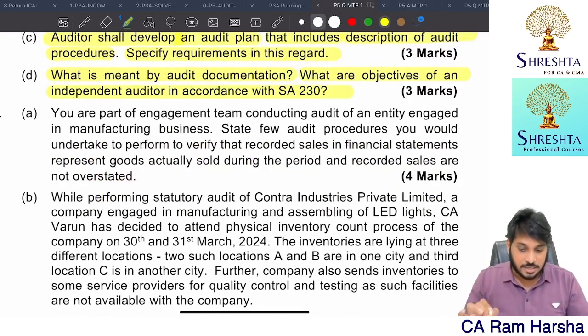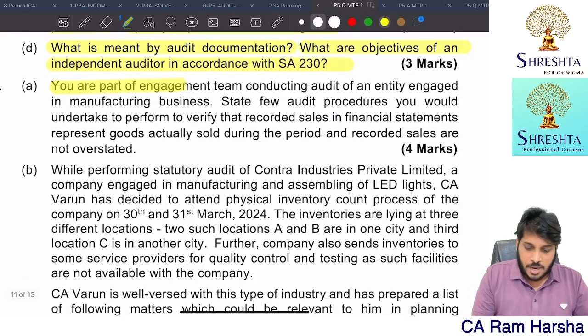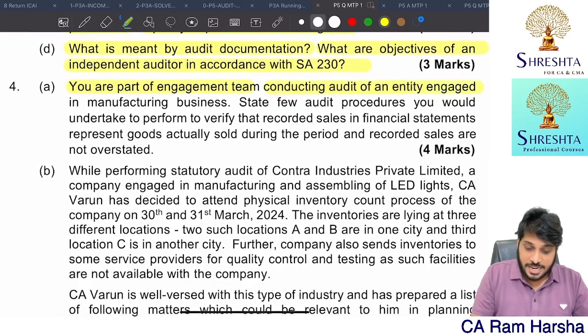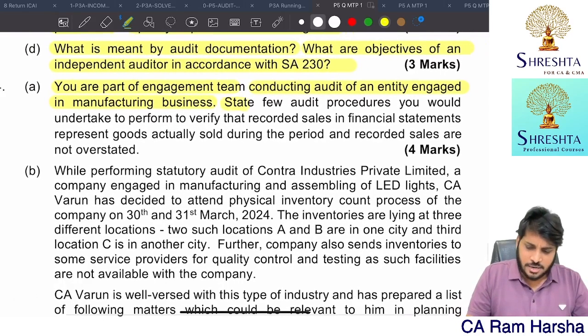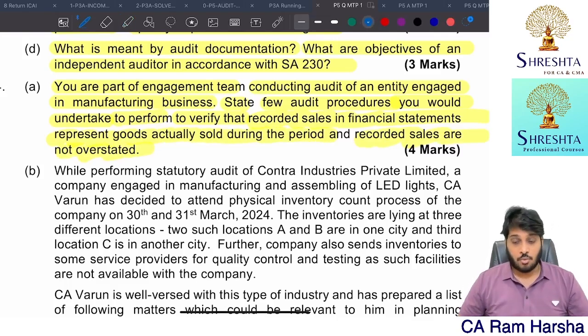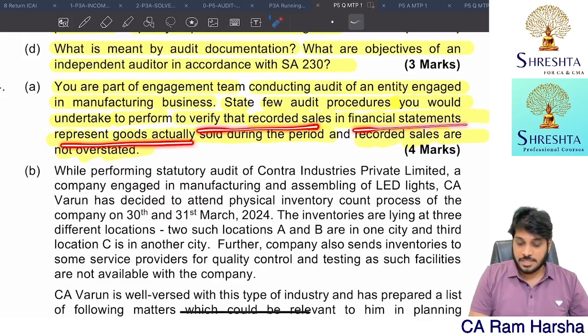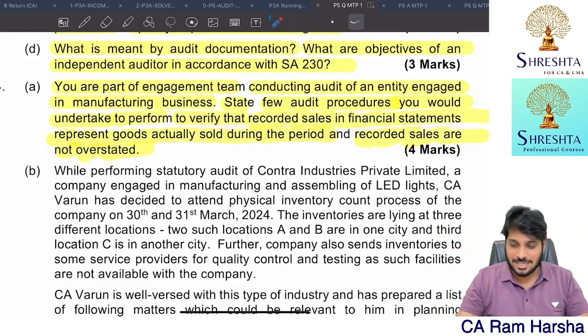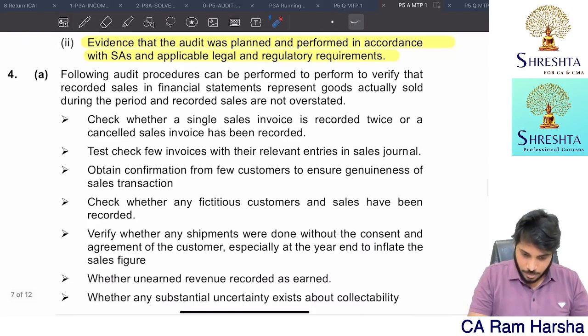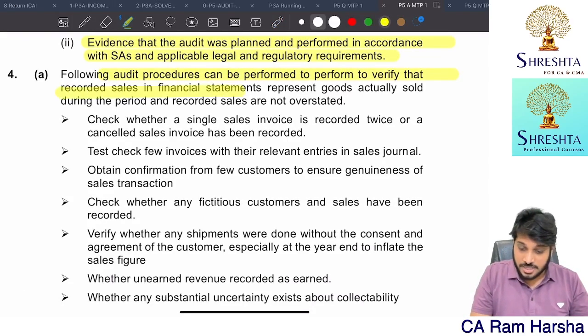Read the answer entirely. You are part of an engagement team conducting an audit of an entity engaged in manufacturing business. State a few audit procedures you would perform to verify that recorded sales in the financial statements represent goods actually sold during the period, and recorded sales are not overstated. Whatever recorded sales were there, they actually exist, that is occurrence. They are recorded; verify recorded sales represent goods actually sold. They are testing the occurrence assertion.